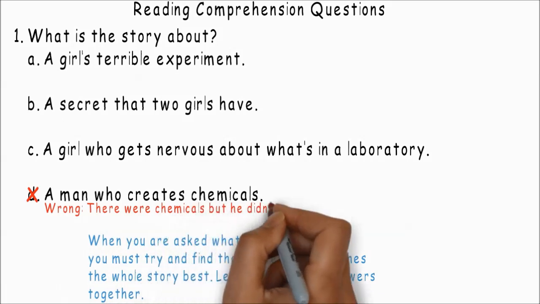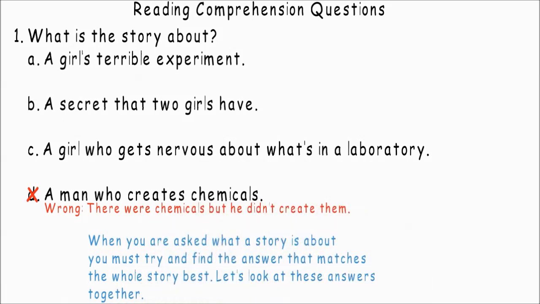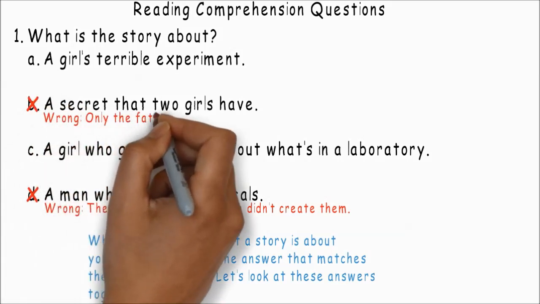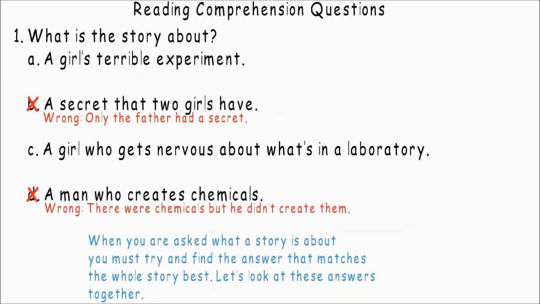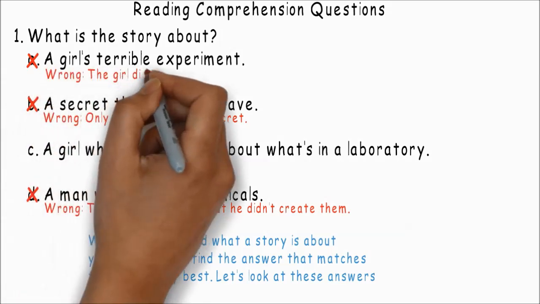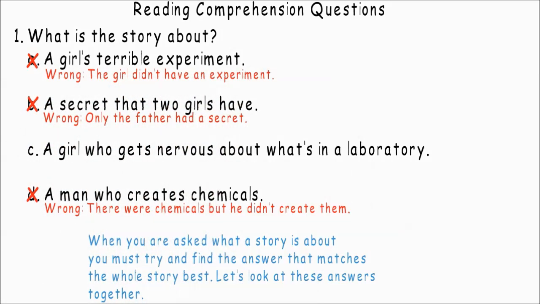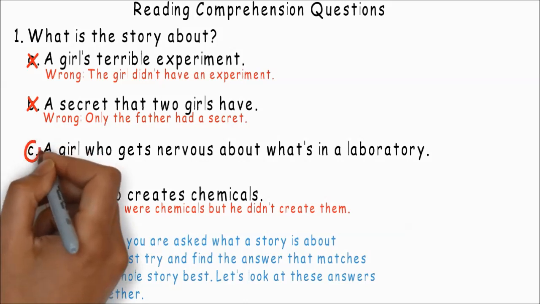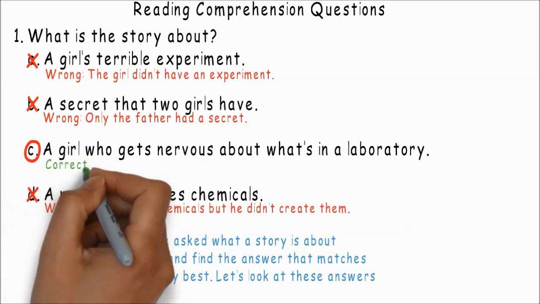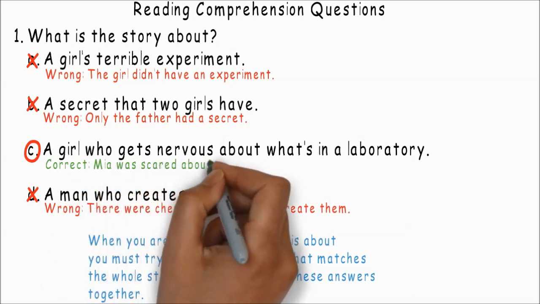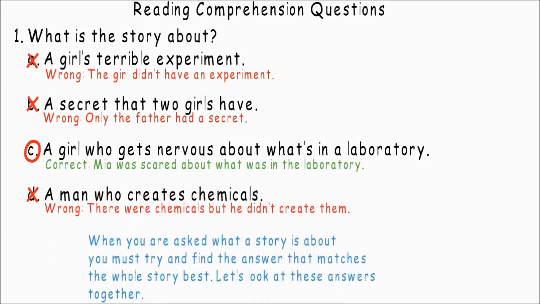Well, D is wrong. There were chemicals, but he didn't create them. And B is wrong. Only the father had a secret. And A is wrong too. The girl didn't have an experiment. Mia never had one. So the answer is C. She gets nervous. And this is correct because Mia was scared about what was in the laboratory.